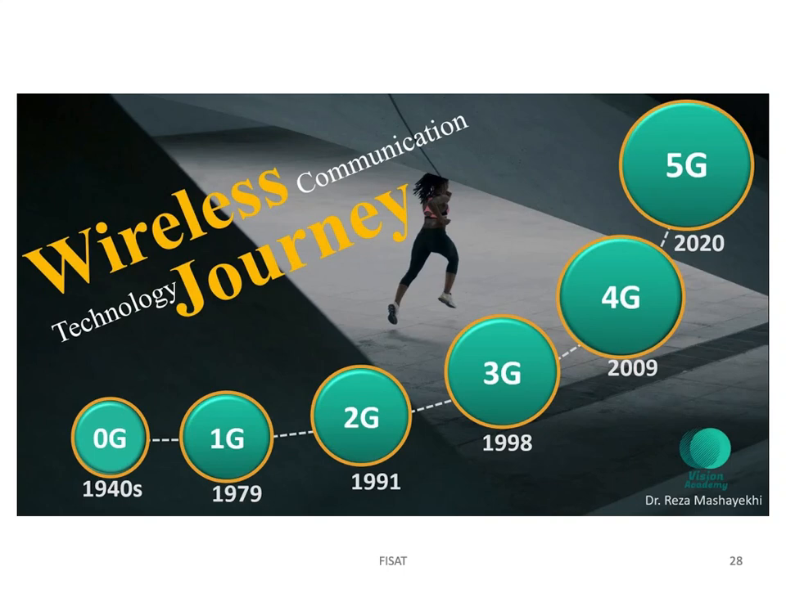Today we are going to discuss wireless telecommunication technologies and their generations. It starts from 0G, then comes the first generation, second generation, third generation, 4G, 5G, and now the research on 6G is going on.